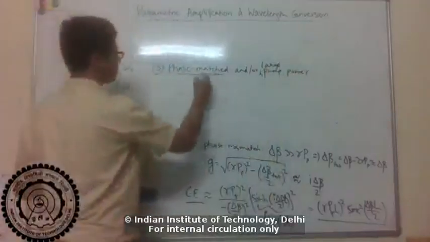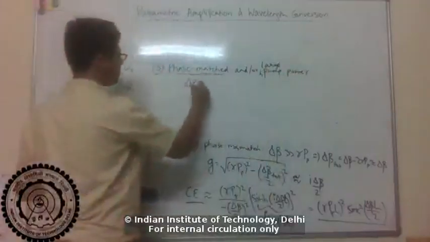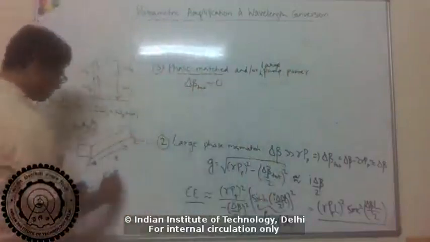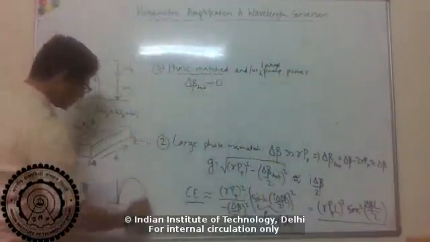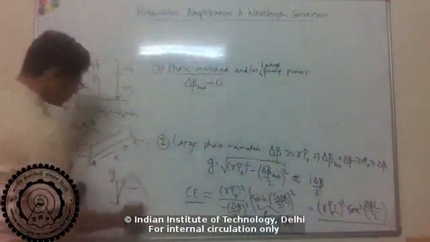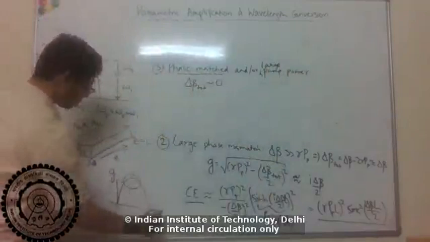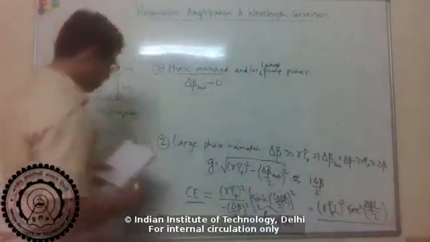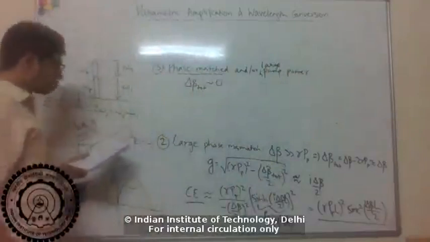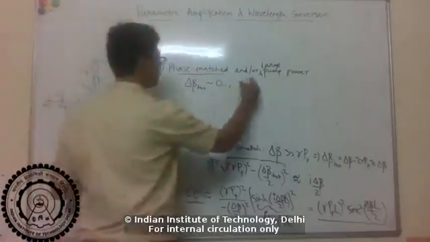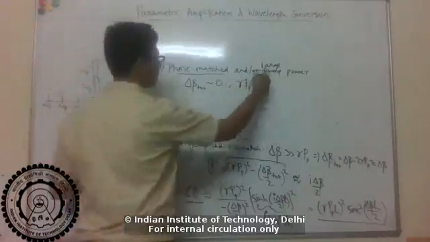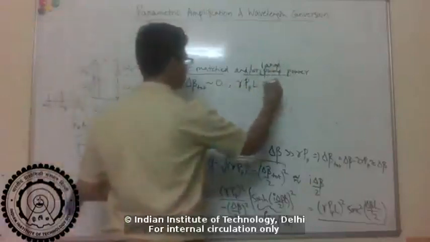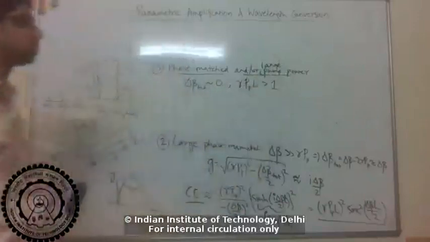Okay, by phase matching, we are saying that this delta beta total is close to 0. So G is close to its peak, right? So we are somewhere here. And the pump power is sufficiently large, so this nonlinear phase shift is of the order of unity or more.